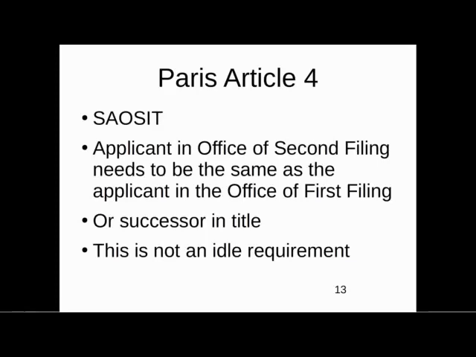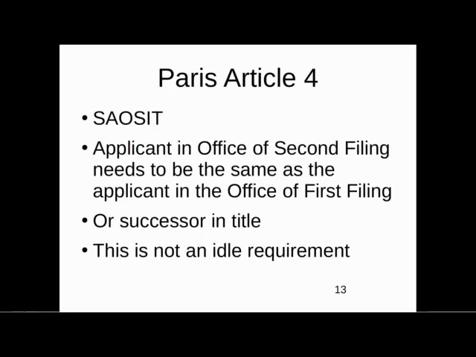Basically, in your office of second filing, who's the applicant? Well, it matters. Why? Because under the Paris Convention, that applicant had darn well better be the same as the applicant in the office of first filing. If they don't match, the priority claim is defective. Well, not necessarily defective, because you might be okay as long as in the office of second filing, you can say with a straight face that the applicant in the office of second filing is the successor in title to the applicant in the office of first filing.